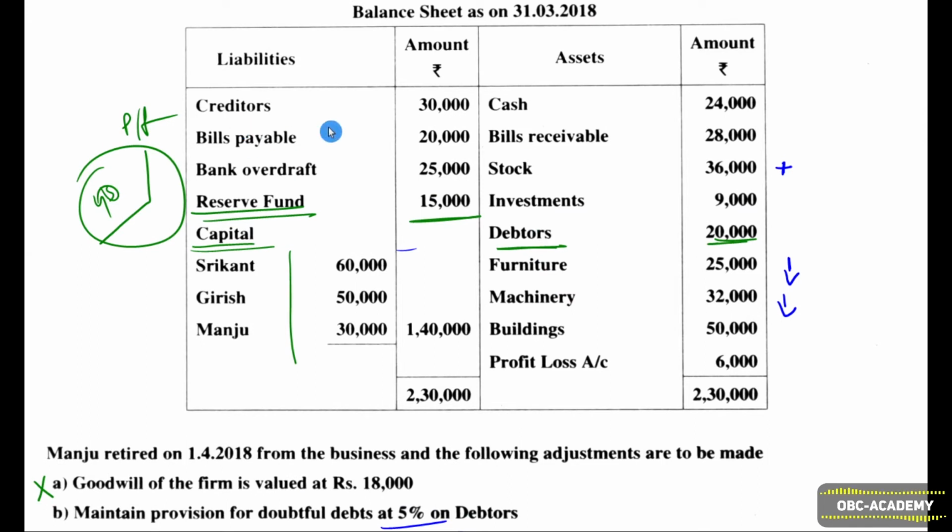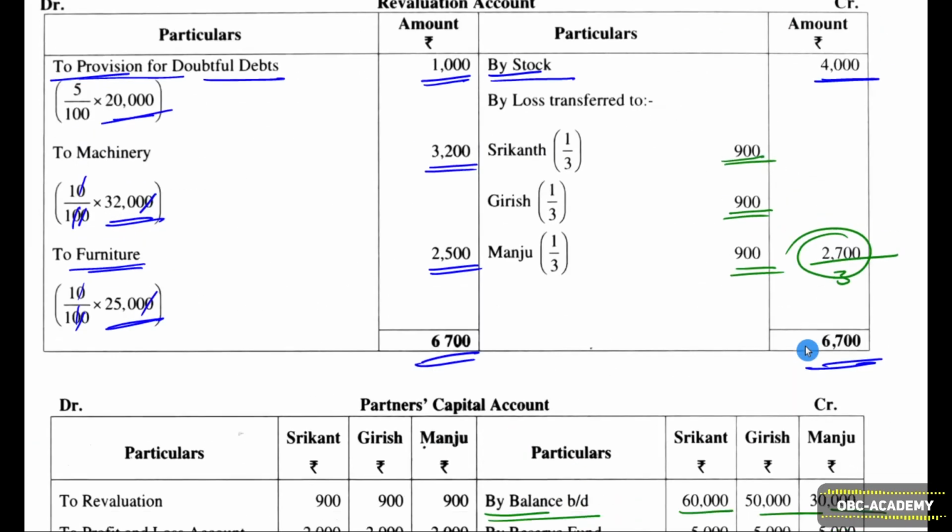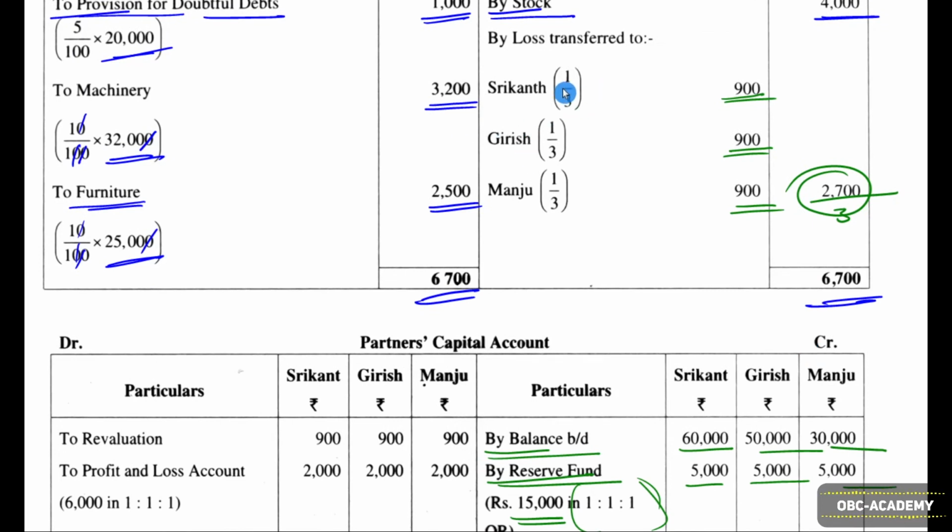Okay, let's back up here. Next, we cleared the liability side. We'll move on to the asset side. In the asset side, we have a profit and loss account. We have to write this, keep it in your mind. So we have to write this for 6,000 rupees. Next, if we move back, we have this amount, that is loss, 900, 900, 900.